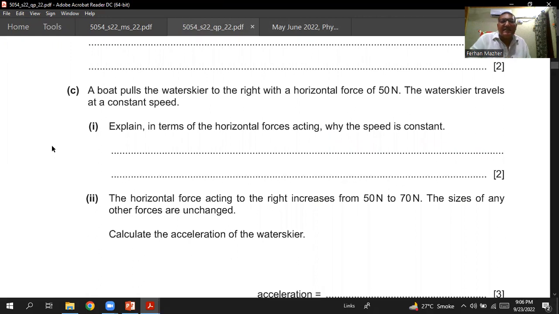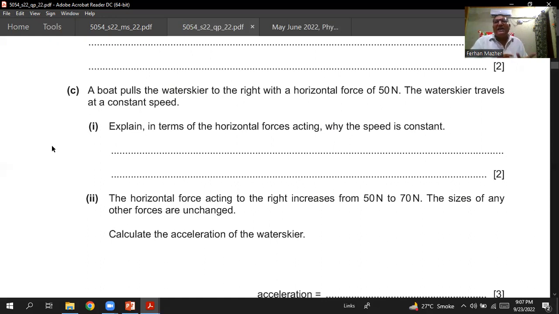A boat pulls the water skier to the right with a horizontal force of 50 Newton. The water skier travels at a constant speed. Explain in terms of the horizontal forces acting why the speed is constant. If he is being pulled towards the right with a force of 50 Newton but is going at a constant speed, that means the resultant force acting on him is zero. Acceleration is zero. The resultant force is zero because the forces to the right and the forces to the left are equal in magnitude and opposite in direction.